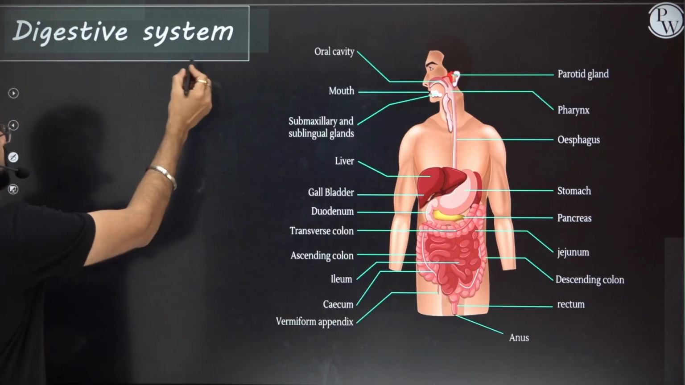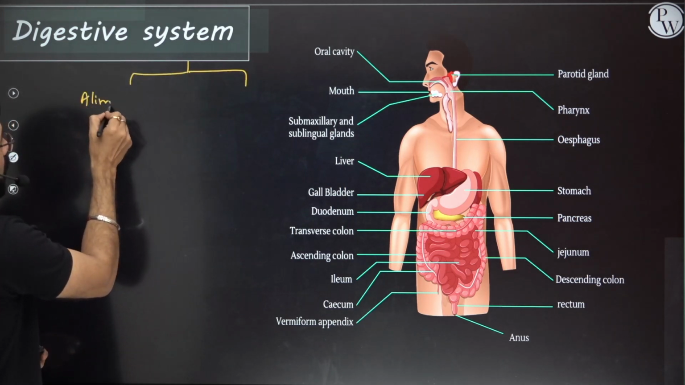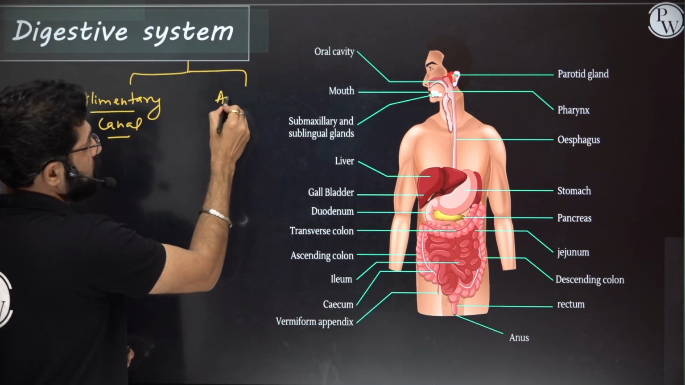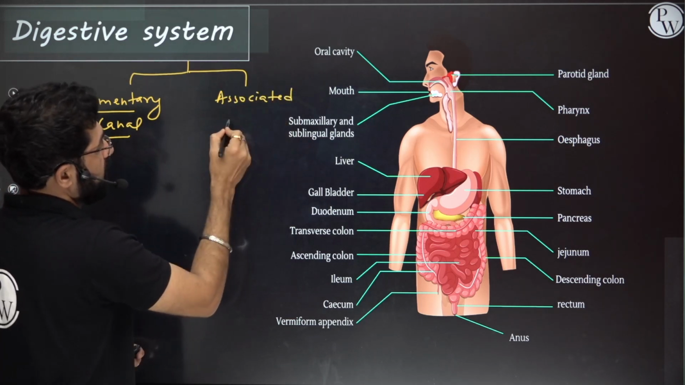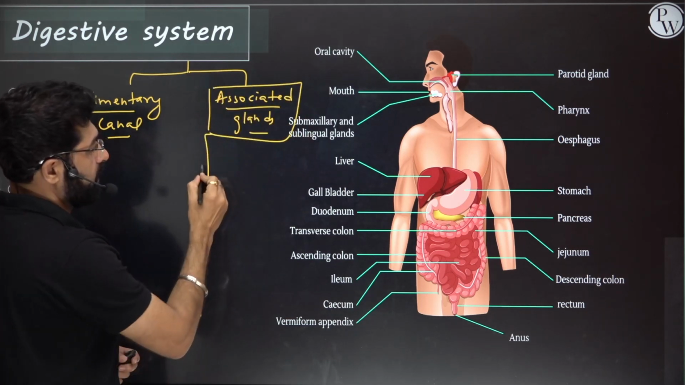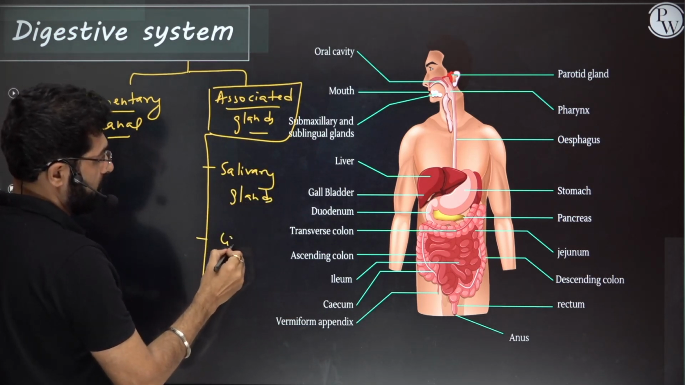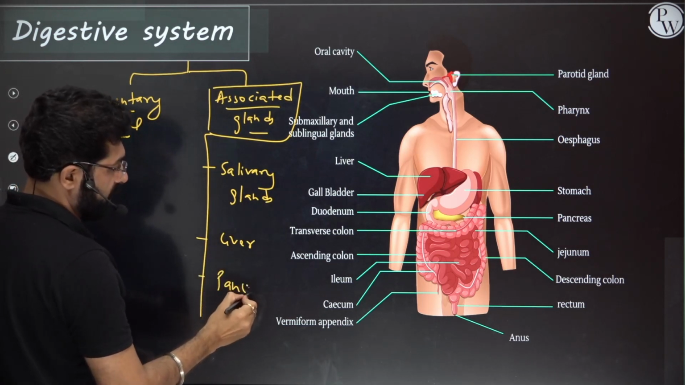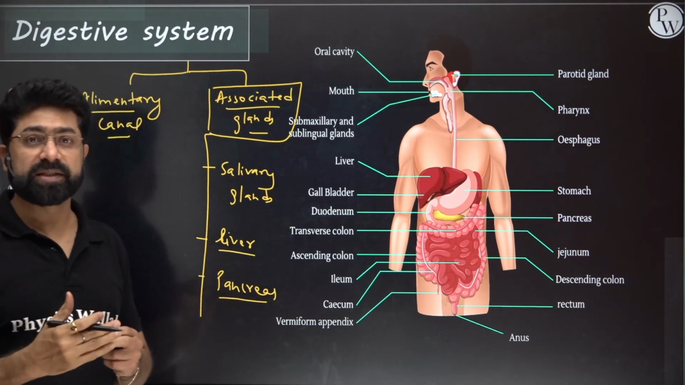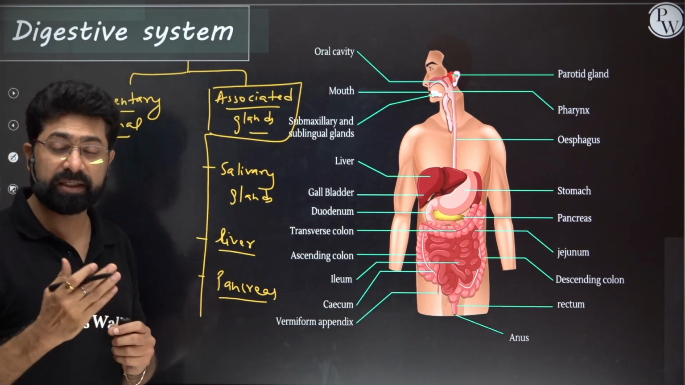So let's see now. The digestive system is divided into two major headings: the alimentary canal, which is a tube, and the associated digestive glands. For example, the associated digestive glands are the salivary glands, liver, and pancreas. These are the major glands in your body which will be helpful in providing some digestive enzymes or maybe some hormones which are required to digest the food.